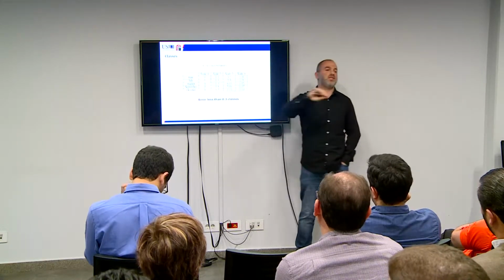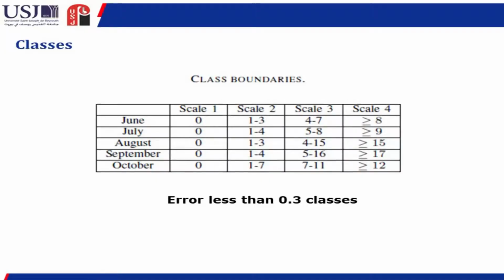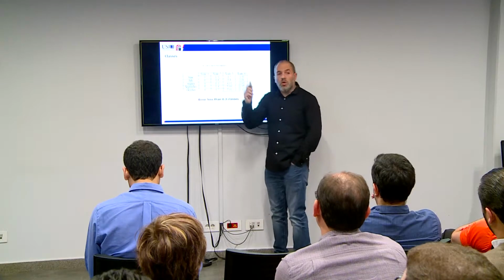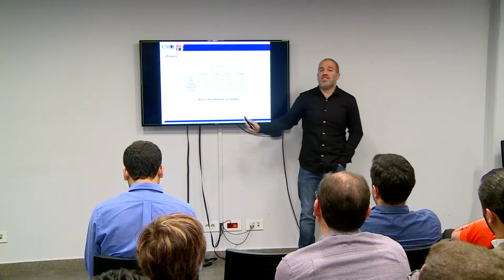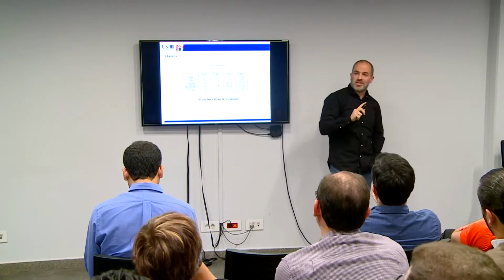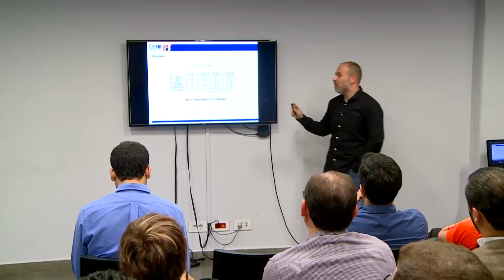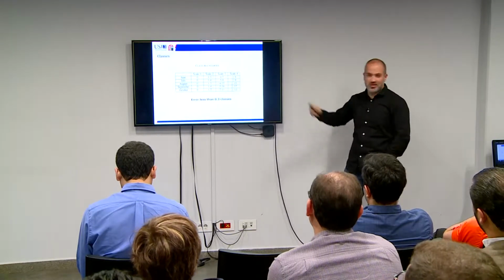Scale 1 is there is no risk. Scale 2 is a moderate risk. Scale 3 is a high risk, and scale 4 is a super high risk. We were able to train the neural network and get an error of 0.3 classes, with a very small standard deviation. I did not put the standard deviation here. I don't want to bore you. But the error was very small.